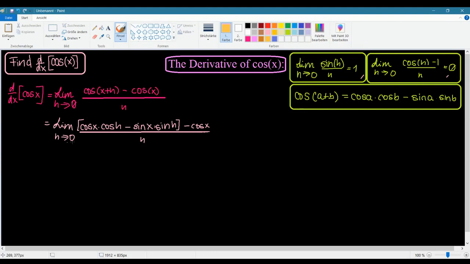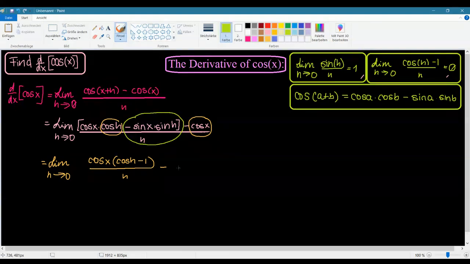Well, the first thing that we're going to do is factor out cosine x right here. Limit h approaches 0. So cosine x, we're going to factor out cosine h minus 1. Because right here, we're multiplying minus 1 by cosine x, and right here, we're multiplying cosine h by cosine x. So we can pull that out. It's going to be over h. And then we still have this entire thing right here left.